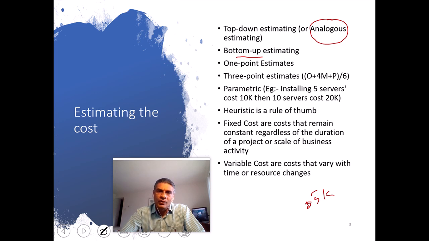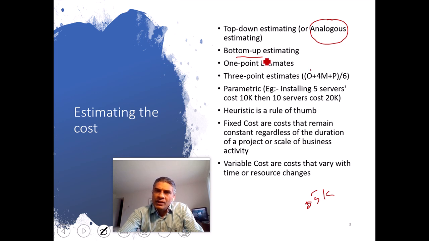3-point estimate is a little more like a statistical model where O is the optimistic, M is most likely, and P is pessimistic. Let's take an example about painting the room. Let's say if I ask somebody how long it's going to take to paint this wall, they may say 2 hours, and another person say 4 hours, and another person say 7 hours.